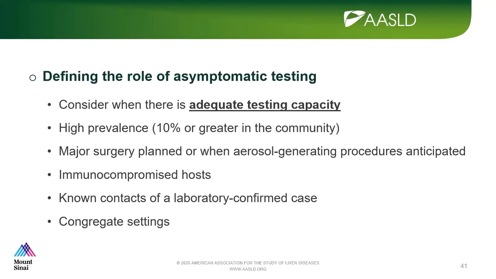Major surgery planned where there's an aerosol-generating procedure, so any intubation of the respiratory tract is anticipated. In our immune-compromised hosts, and I think there's still a lot of data that we're missing in this patient population, those who are known contacts, so that's the exposure history of a laboratory confirmed case, and those individuals where there will be a lot of morbidity if you introduce or propagate SARS-CoV-2 in their environment. So congregate settings like SNFs, jails, and dorms.